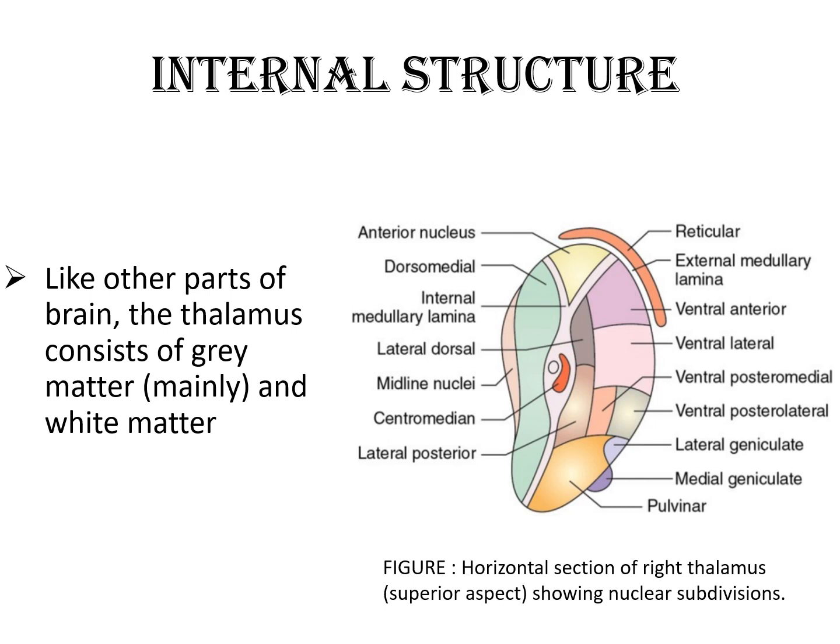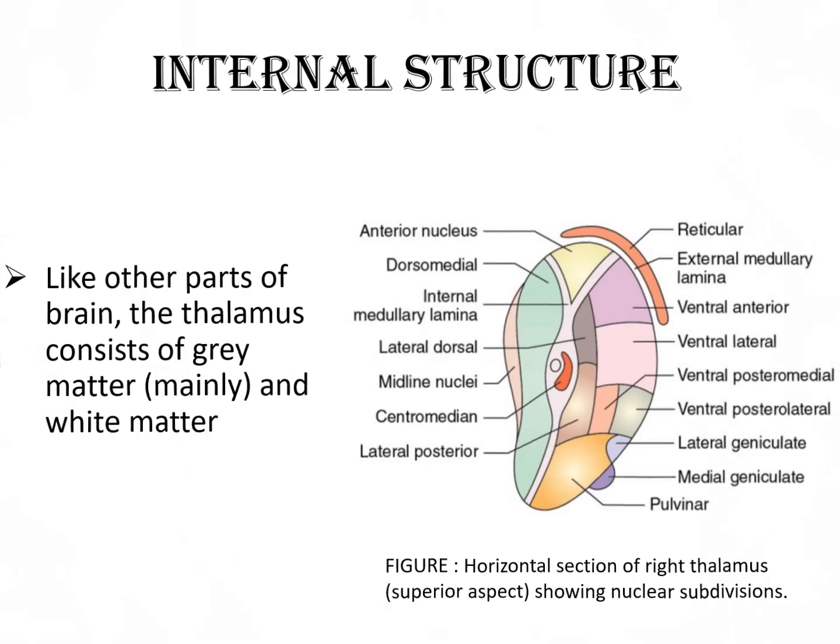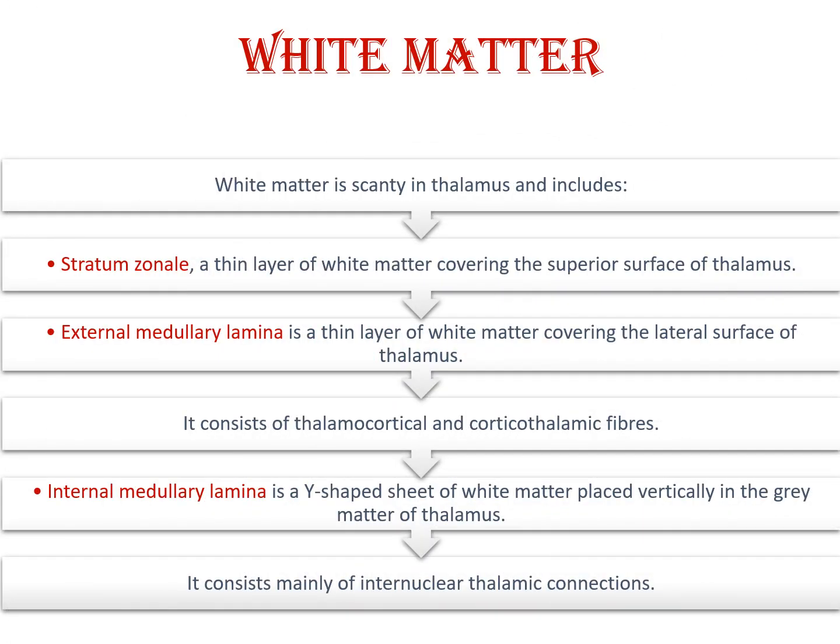Now, the internal structures of the thalamus. Like the other parts of the brain, the thalamus consists mainly of grey matter and white matter. White matter is scanty in the thalamus and it includes the stratum zonale, external medullary lamina and internal medullary lamina.